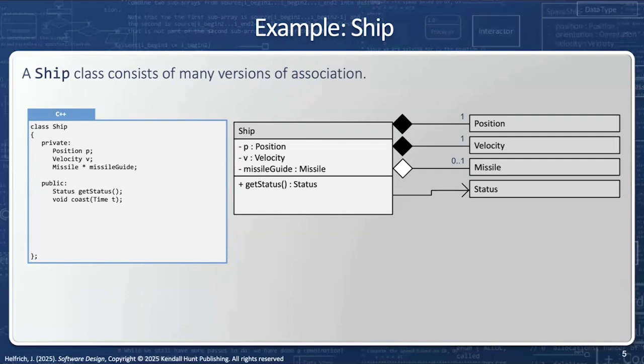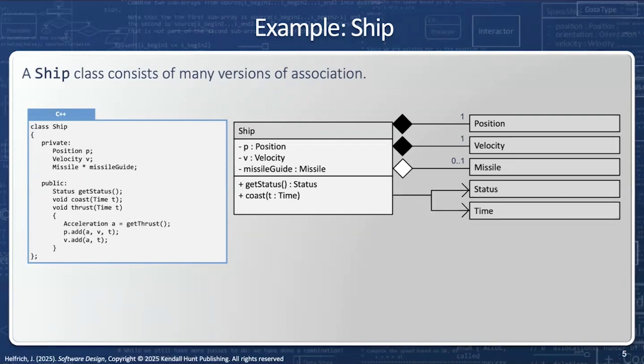I'm also going to have a void coast, which takes a time as a parameter. So it's not going to return a time, but it has it as a parameter. So I'm going to say plus coast t of type time. Now, both my return type and my input parameter are forms of association. Therefore, my time class is going to be related to my ship through association.